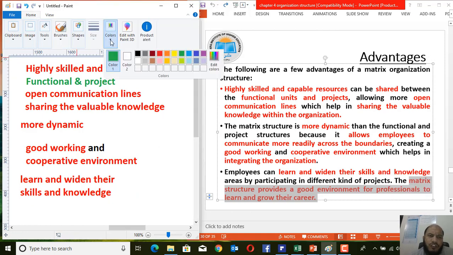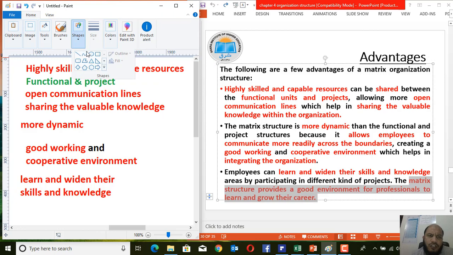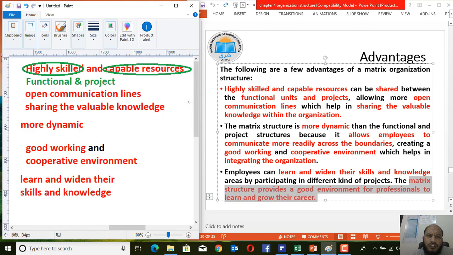So simply, dear students, in the projectized matrix structure we will have highly skilled people and also capable resources within the organization, and these resources will be used for both the functional and the projectized areas. It is a combination of the functional and projectized structure. So resources of the functional department and projectized will be used combinedly.